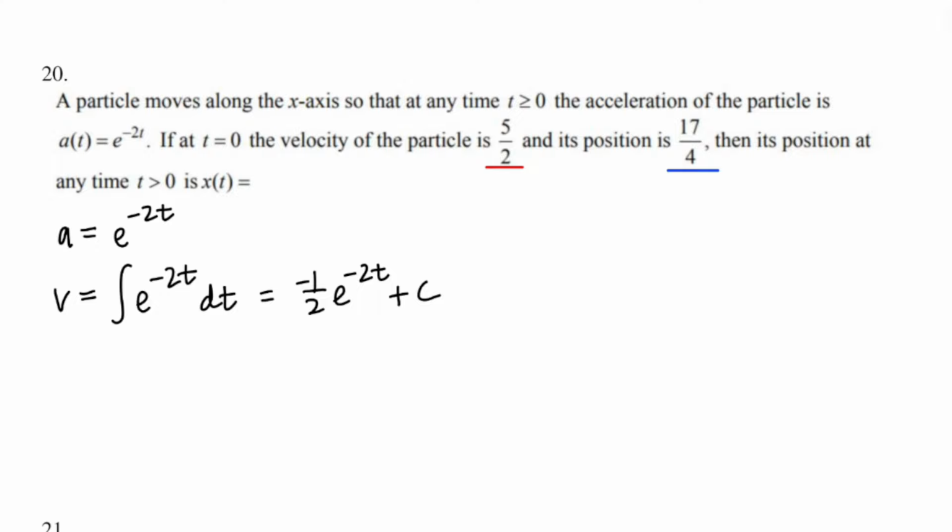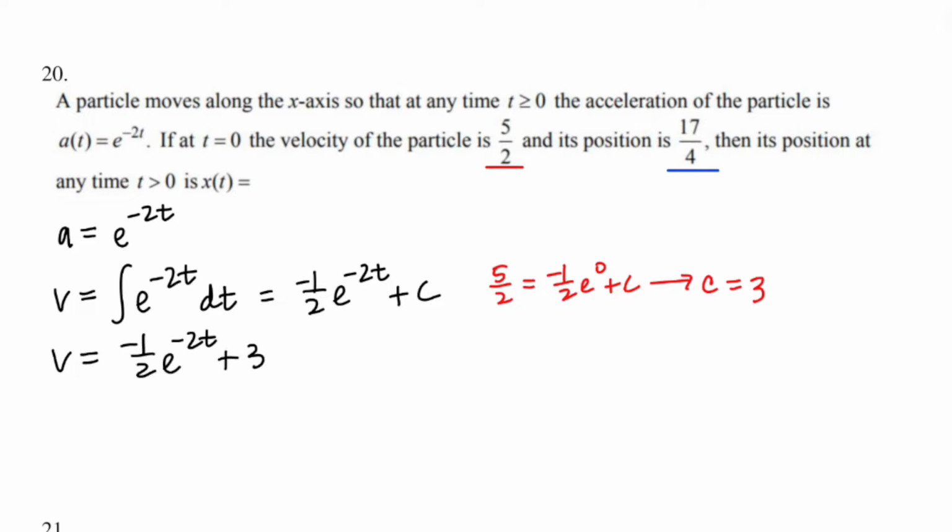Okay, then I'll use that initial velocity they gave me, 5 halves. So I'll say velocity is 5 halves when t is 0. So 5 halves is going to equal negative 1/2 e to the 0 plus c. And e to the 0 is 1. So if I added that 1/2 to both sides, I would get 6 halves. And so that's telling me c is equal to 3. So I can write my velocity formula. Velocity is going to equal negative 1/2 e to the negative 2t plus 3.